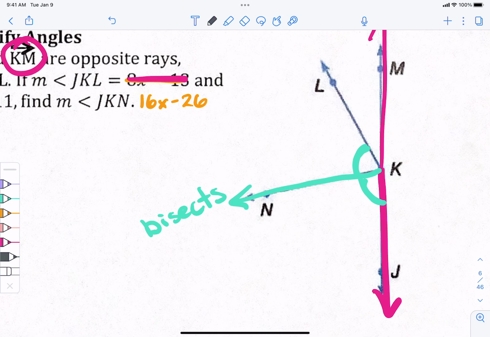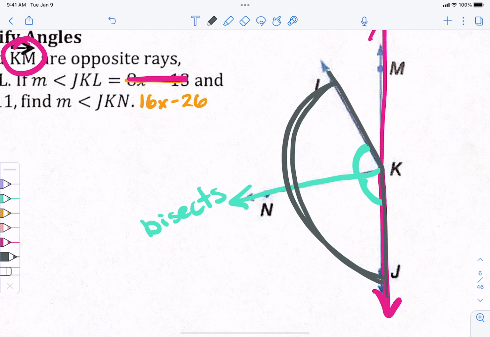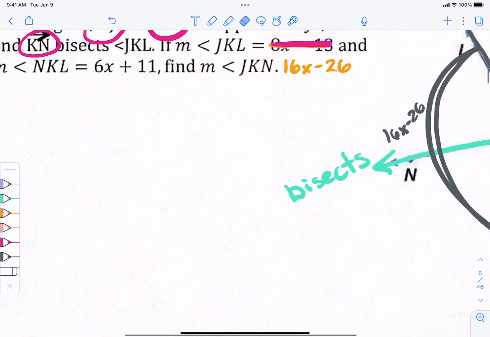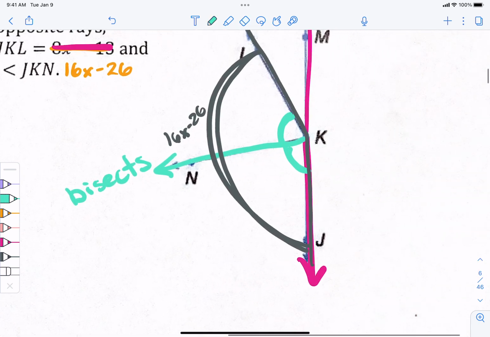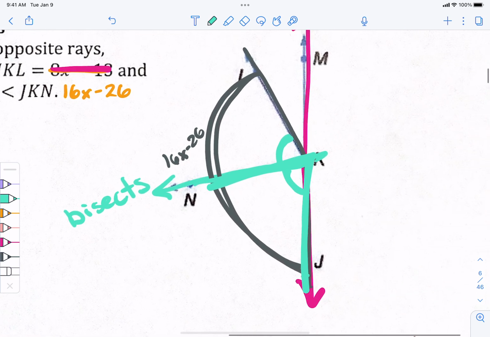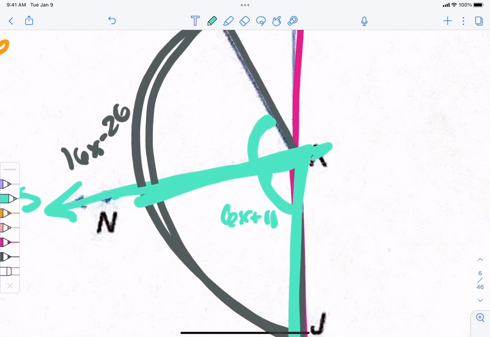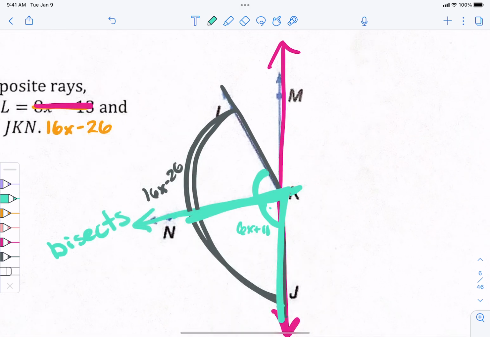JKL is this angle right here. JKL, and that is 16x minus 26. That whole angle is 16x minus 26. Then they give me one of them and they say NKL. NKL, this guy right here, is 6x plus 11. And then I'm going to solve some stuff. So this little guy is 6x plus 11, and the whole thing is 16x minus 26.